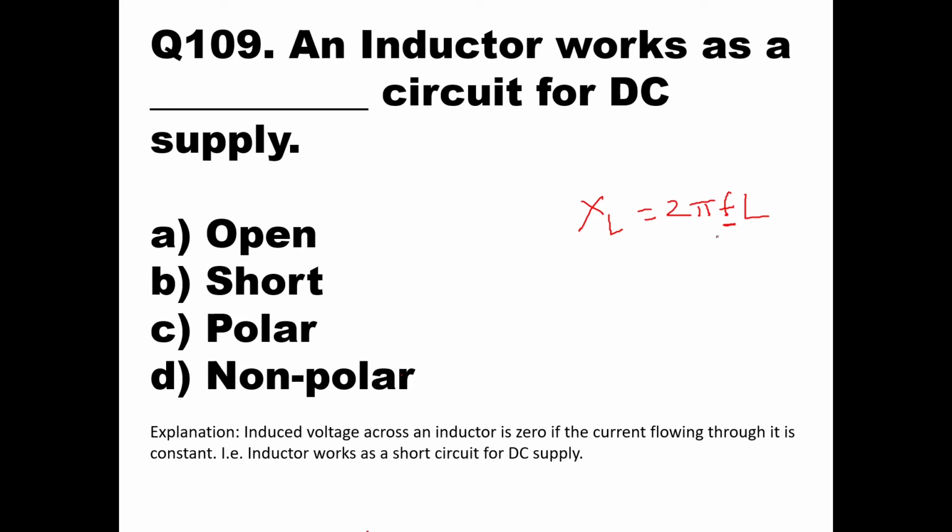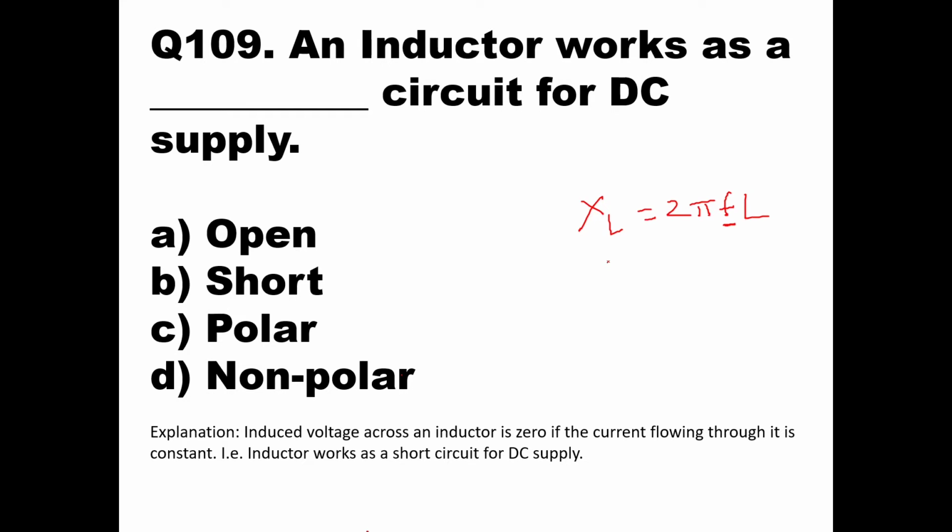That means the 2 pi FL value will be less, so reactance will be less. Resistance to the flow of current will be very less. It is 0. So there will be no resistance for the current to flow, and when there is no resistance for the current to flow, the inductor should work as a short circuit. Then out of these options, option B will be the right answer.